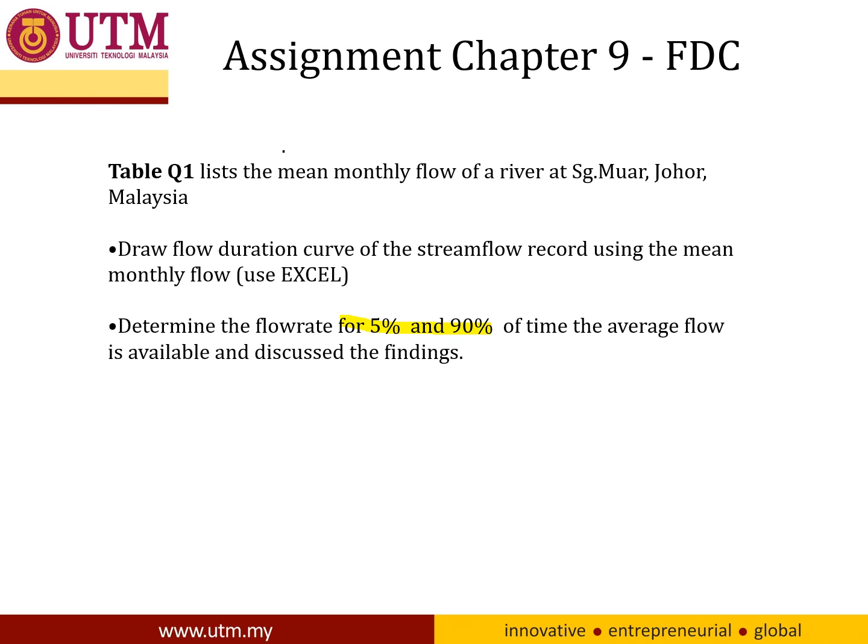Remember the steps. The first step is to do the classes in column 1. Then do the frequency, calculating how many times each flow occurs, then the cumulative frequency, and then the percentage. Then you plot the graph, and you can see what the flow rate is for 5% and 90%. Good luck with this assignment.